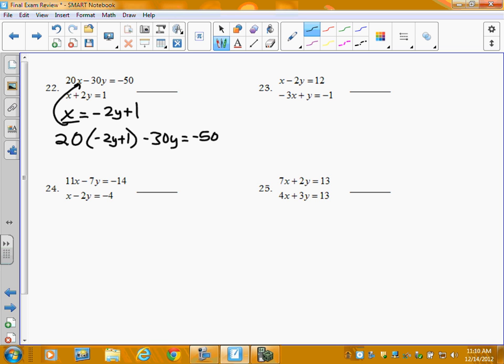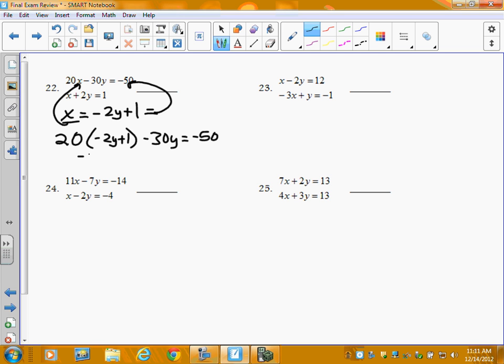Guys, that's just using both equations. I solved one of the equations for x. That's just what I chose to do. And then I plug it into the other one. Look, 20x minus 30y equals negative 50. Now it's just a matter of solving the equation.